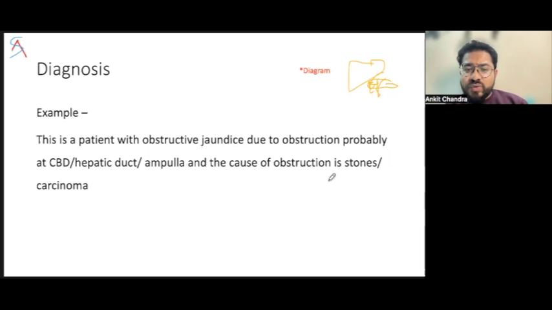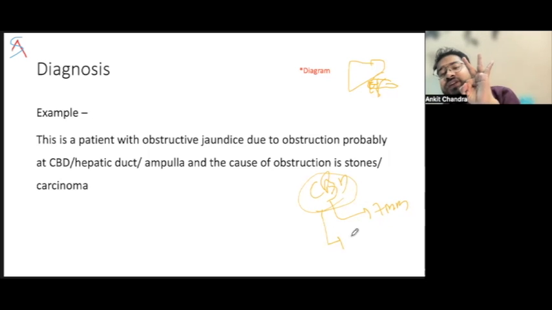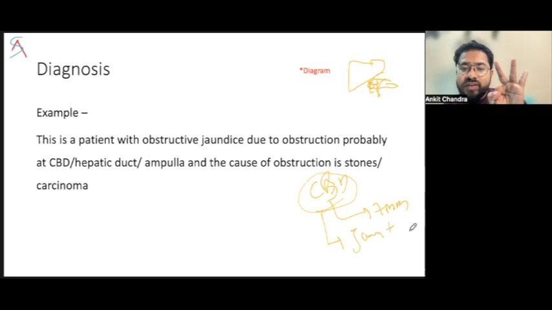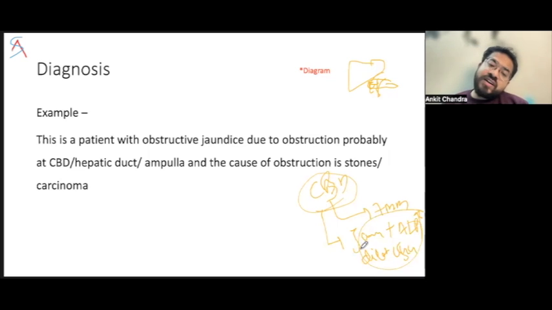Generally, for the CBD stone, they might ask you what is the normal diameter of the CBD. The normal diameter of the CBD is 7 mm. And there are three things which give the predictor of CBD stone. If there is jaundice, there will be an increase of ALP when we do the investigation, and there will be a dilated CBD on ultrasound. If all these three are there, you can definitely suspect a stone at the CBD.